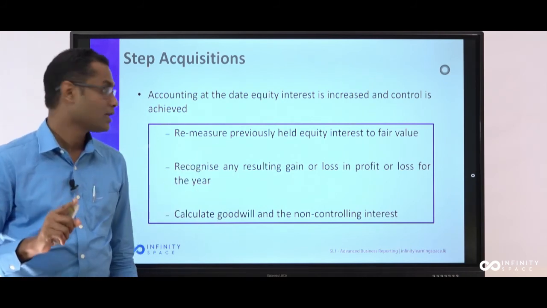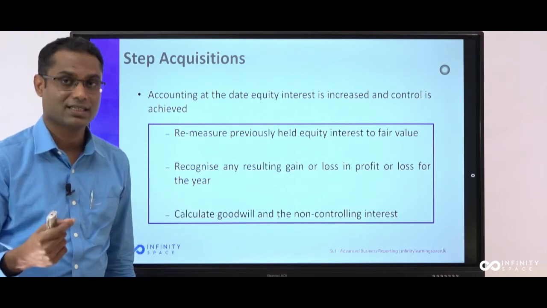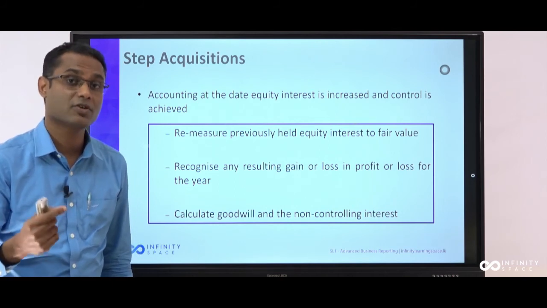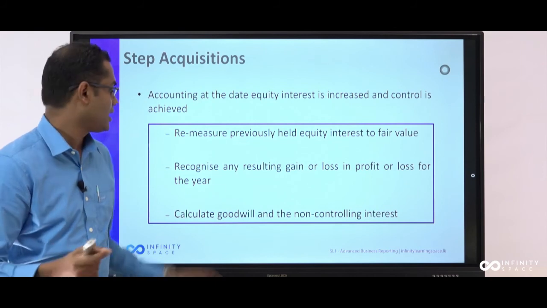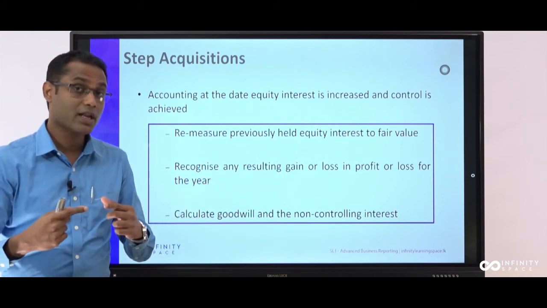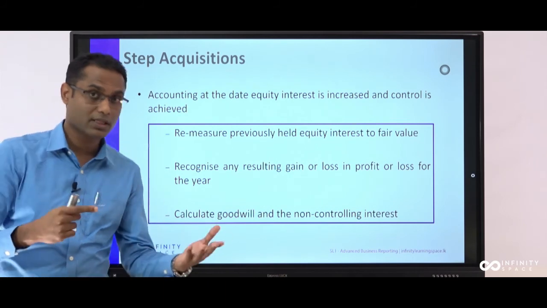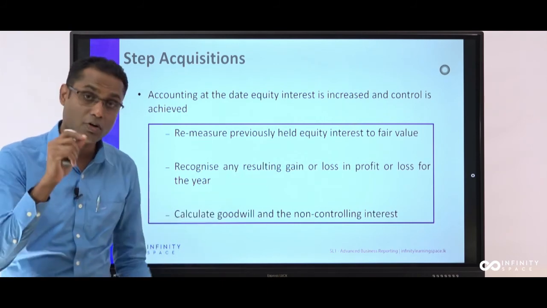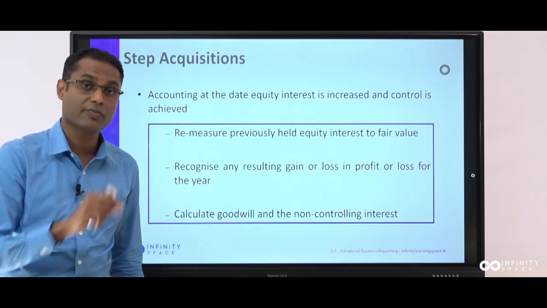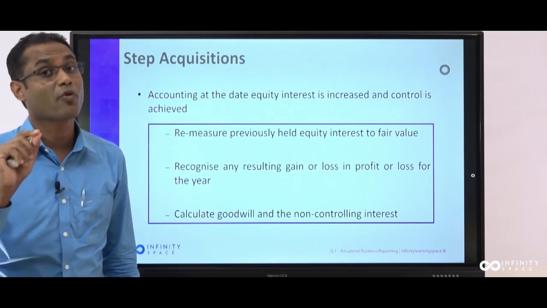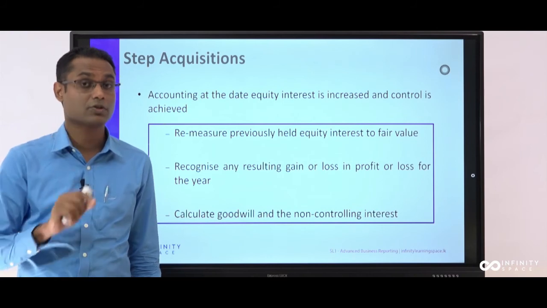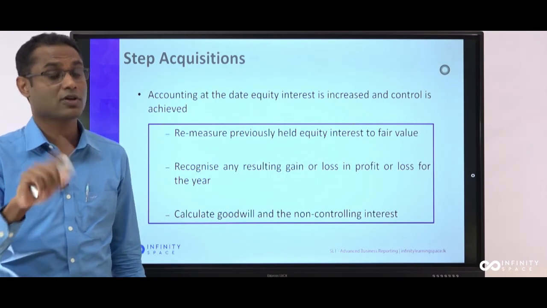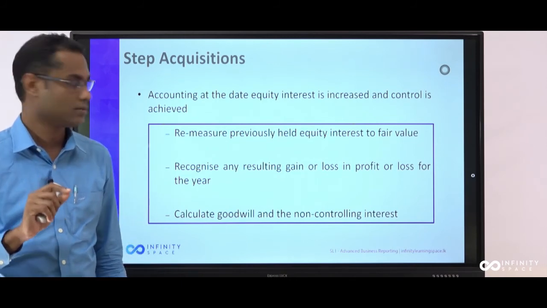First thing that you need to do is, the previously held equity interest, you should fair value. Now in our example, the investor had a 25% previous holding, that has to be fair valued. Once you fair value, there will be a difference between the existing carrying value and the fair value of this previously held equity investment. That gain or loss of this fair valuation, you take to the profit or loss of the year. When you prepare the consolidated income statement, the gain or loss of this fair valuation of the previously held equity investment has to be taken to the consolidated income statement as a profit or loss.